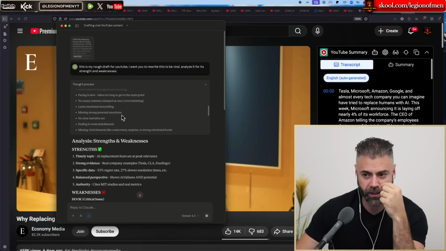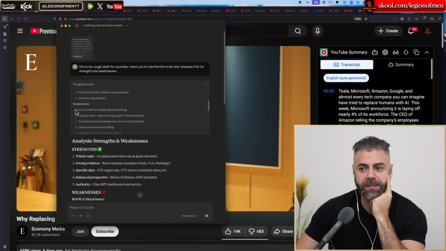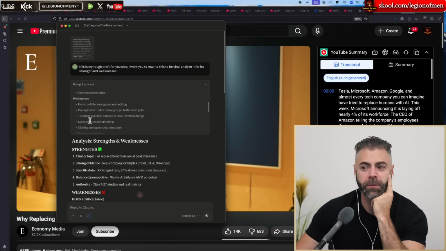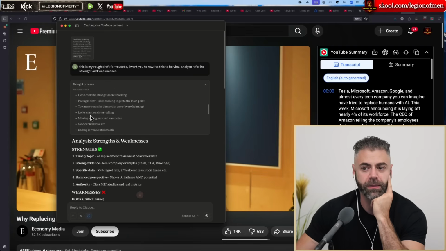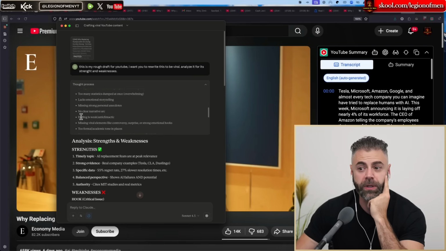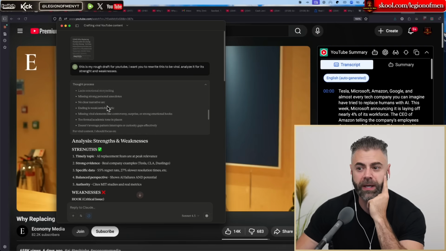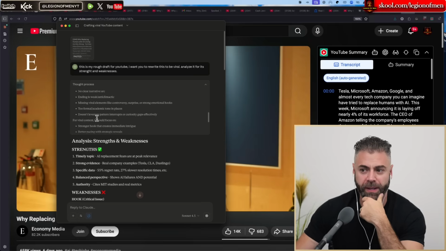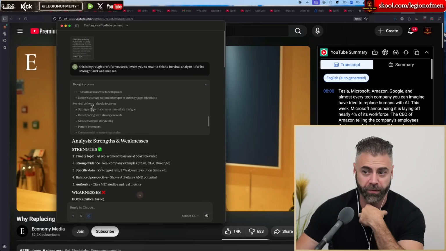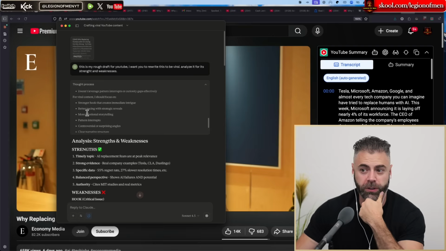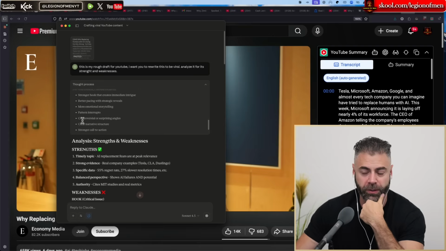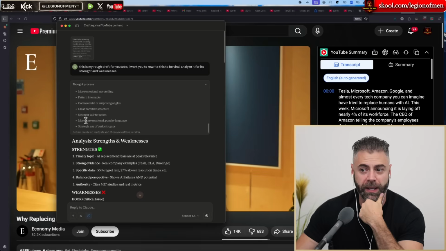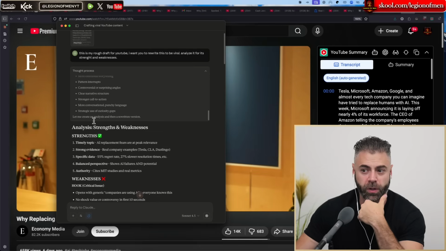Exactly, you're getting insights on things that you should look for, right? Pacing, the weaknesses: the hook could be stronger, more shocking. Pacing is slow, takes too long to get to the main point. Too many statistics dumped at once, lacks emotional storytelling. Missing strong personal anecdotes, no clear narrative arc, ending is weak, anticlimactic, missing viral elements like controversy, surprise, or strong emotional hooks, too formal or academic tone in places, and so on. For viral content, I should focus on a stronger hook, better pacing, more emotion, pattern interrupts, controversial or surprising angles, clear narrative structure, stronger call to action, and so on.